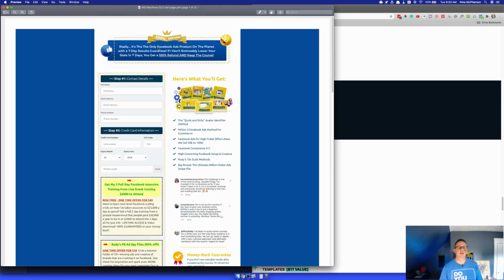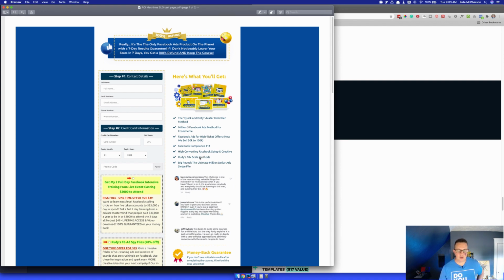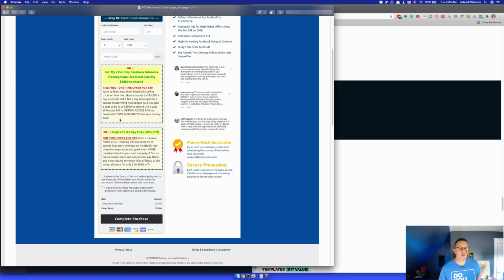So he's like, get this, get this. Here is the checkout process. Here's what you get. Here's the value stack again. Some social proof. And then he has 2 bump offers that you can choose. One is, remember the offer is $29. This bump offer is $49. This bump offer is $19.